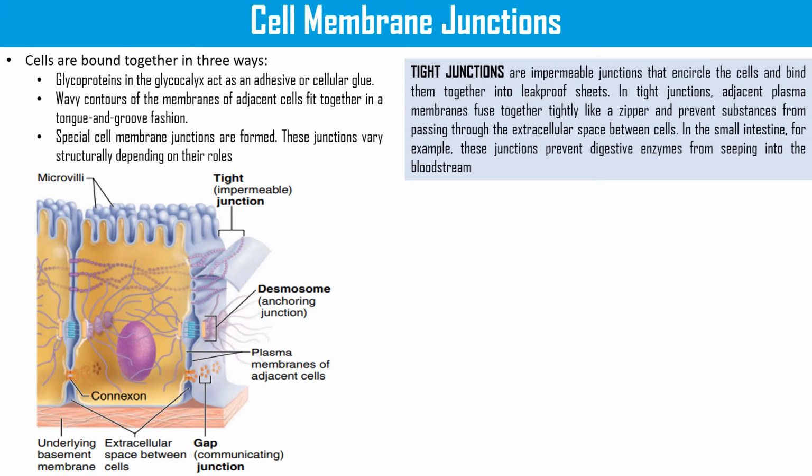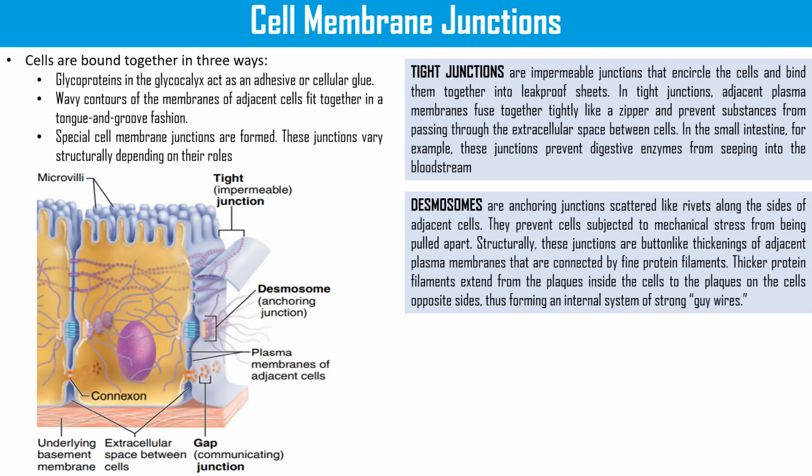Tight junctions are impermeable junctions that encircle the cell and bind them together into leak-proof sheets. In tight junctions, adjacent plasma membranes fuse together tightly like a zipper and prevent substances from passing through the extracellular spaces between the cells. In the small intestine, for example, these junctions prevent digestive enzymes from seeping into the bloodstream.